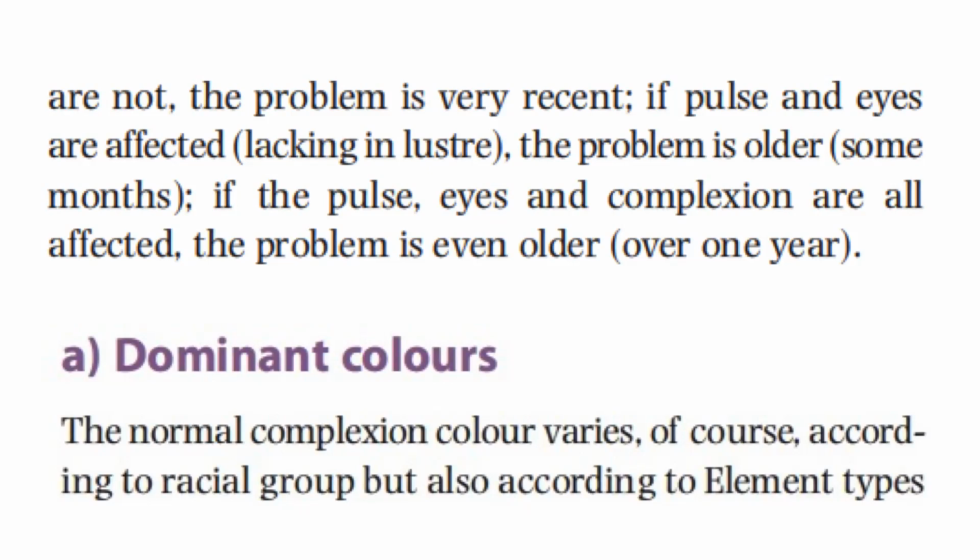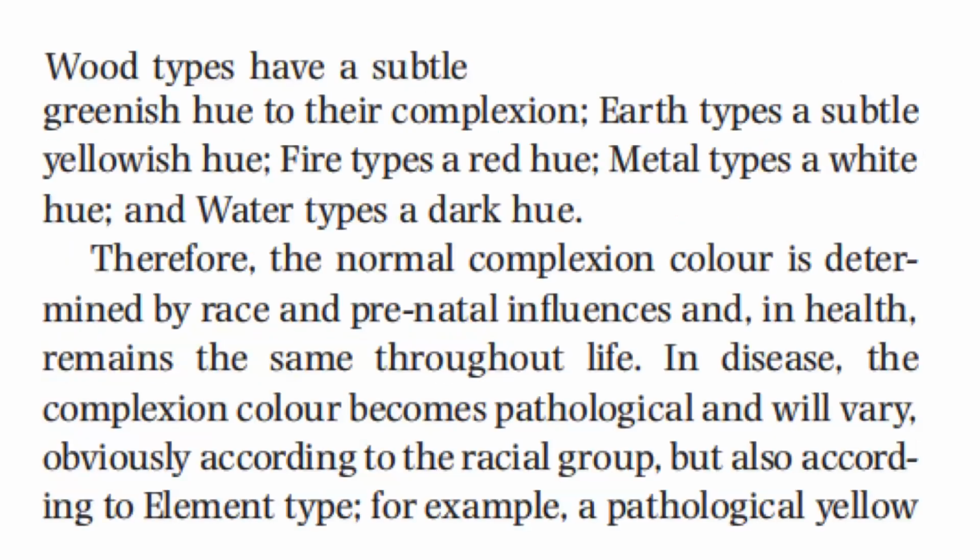Now let's go to dominant colors. The normal complexion color varies, of course, according to the racial group, but also according to the element types. Wood types have a subtle greenish hue to their complexion. Earth types, a subtle yellowish hue. Fire types, a red hue. Metal types, a white hue. And water types, a dark hue. Therefore, the normal complexion color is determined by race and prenatal influences and, in health, remains the same throughout life.